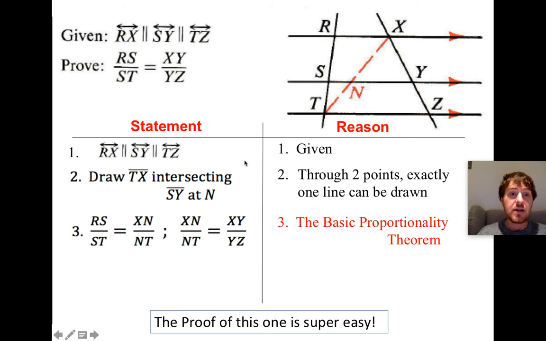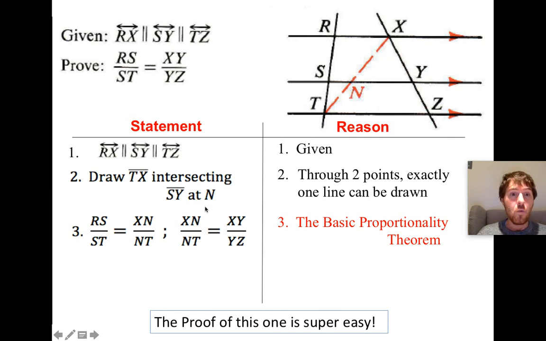So here is what I was discussing a little bit earlier, right? RS to ST is going to be the same as XN to NT, okay? Because for that triangle right there, if we apply the basic proportionality theorem, this to that is the same as this to that. These two sides are not the third sides being parallel to, right? Maybe you're trying to connect these things together. Maybe that's where your brain's going. We'll get to that in a second.